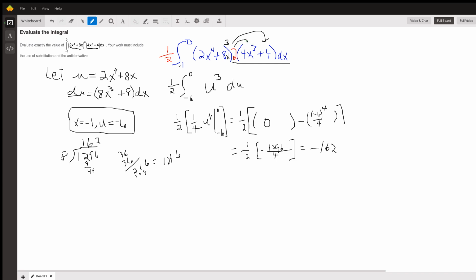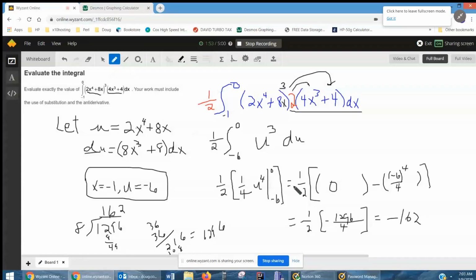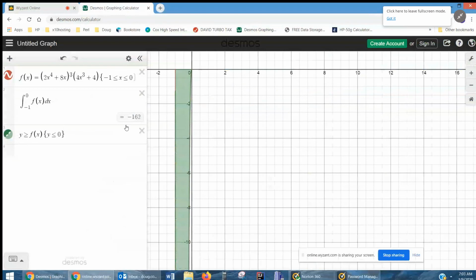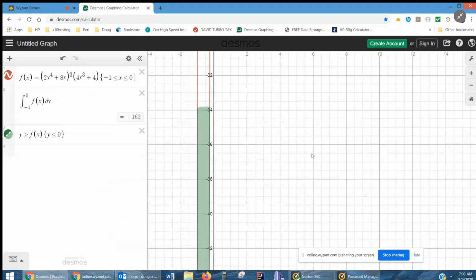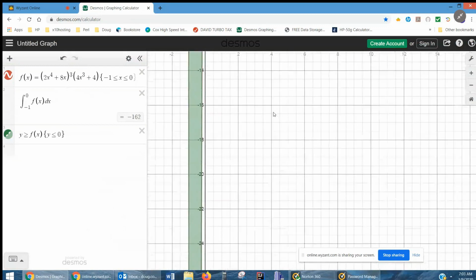I'll share my screen. We'll go to Desmos. And there's a kind of an indication of what's going on. There's f of x, a value only being displayed from -1 to 0. You can see that area is under the curve. So the definite integral from -1 to 0, I mean, it's under the x-axis. We would expect the result to be negative, and indeed it is. So this green region, which by the way goes way down here, I'm not even going to scroll all the way down, but that area is -162.